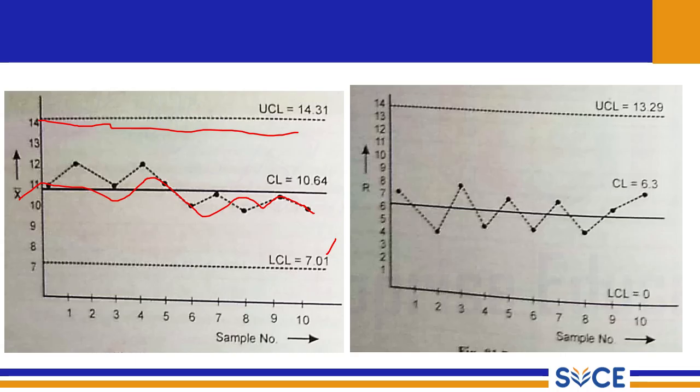Now we are going to check whether the process is in control or not. From this graph, it is identified that all the values are coming under the upper control and lower control limits. So the entire process is under control.